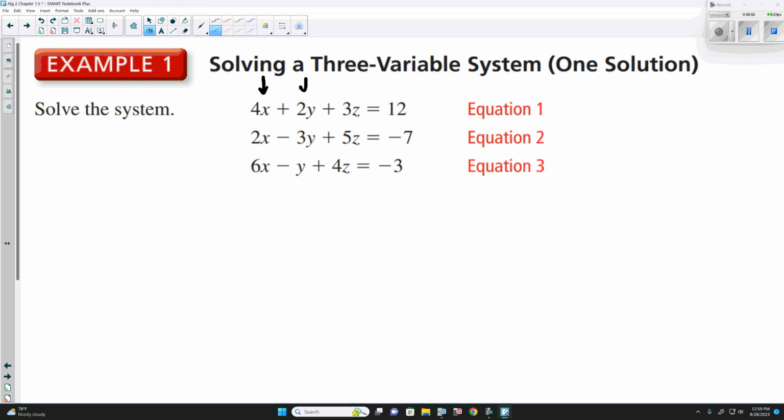Let's look at y. We have 2y, 3y, and 1y. So the smallest one out of this here is 1y. What can we multiply by 1y to get 2y? 2. And what can we multiply by 1y to get 3? 3. So with x and y, we can see it's pretty easy to go from the smallest and get them to be the same as the other two.